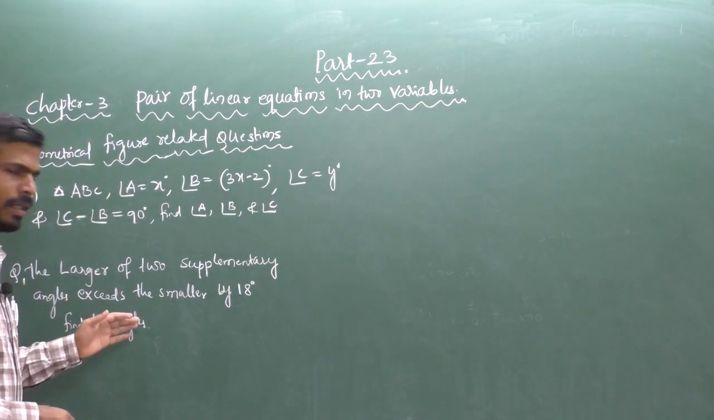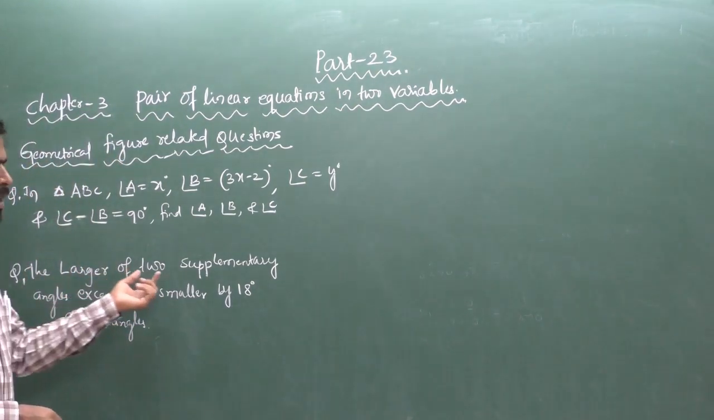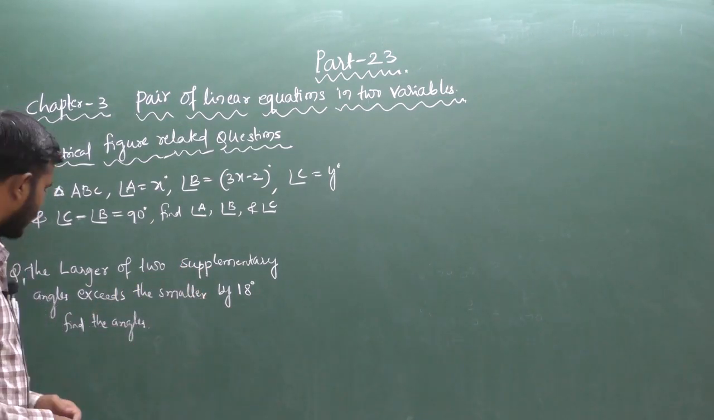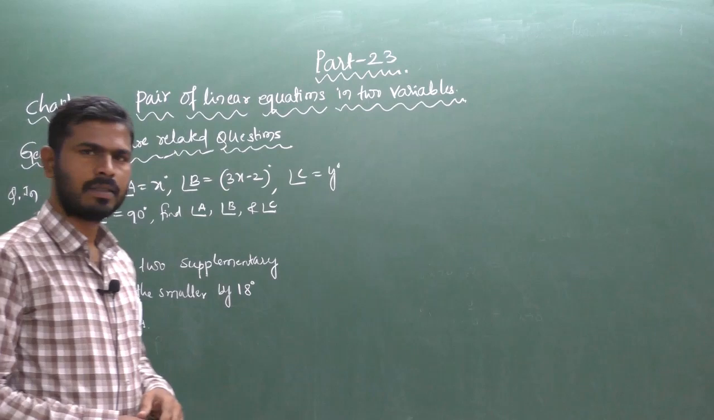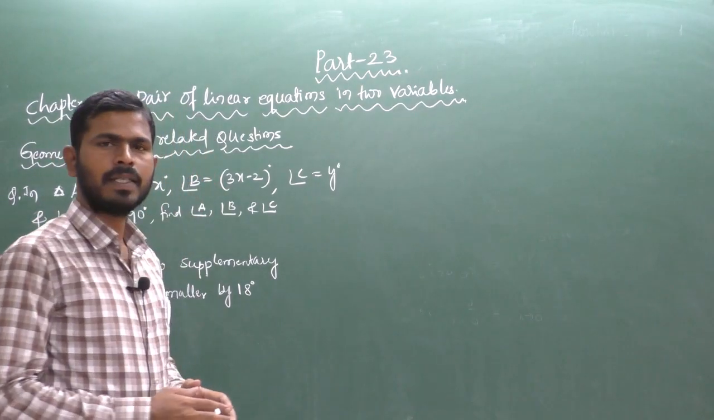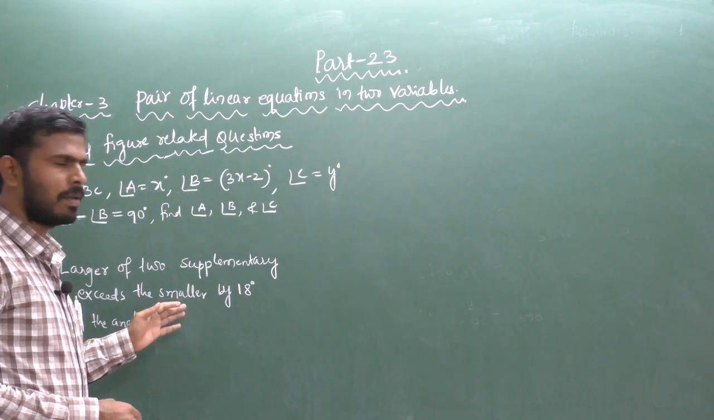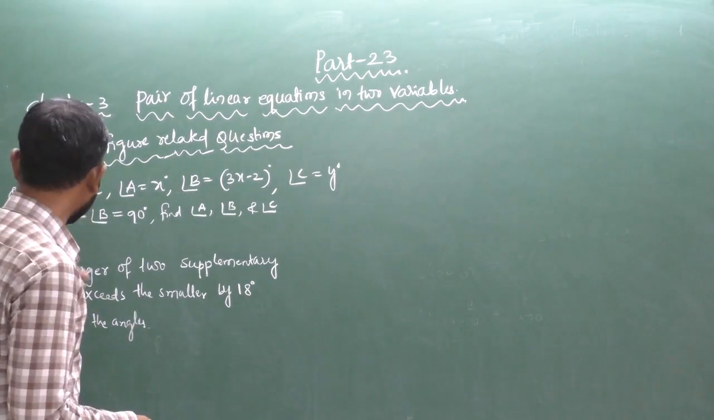This is the second question. The larger of the two supplementary angles exceeds the smaller by 18 degree, then you have to find the angles. In this session we will first discuss the first problem, and after that we will discuss the second problem. So let us see the first one.